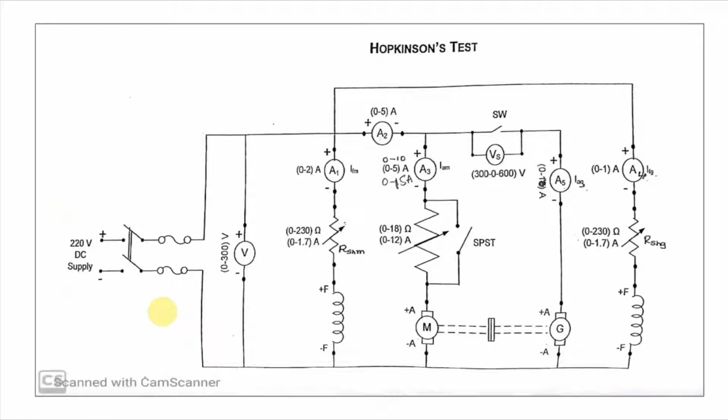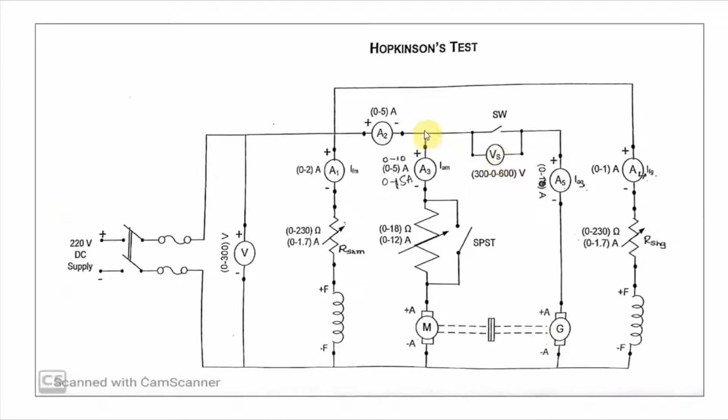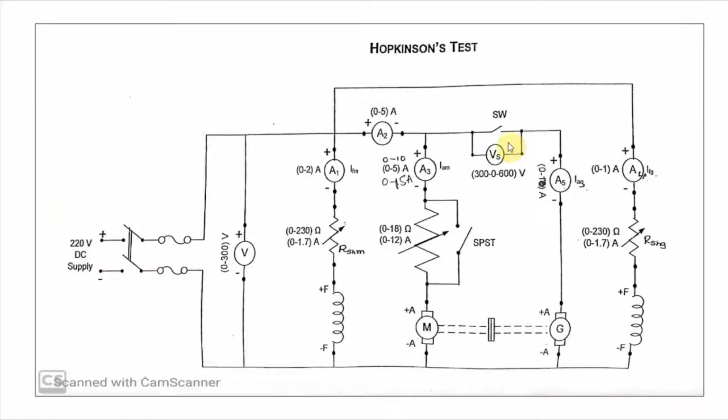So under this situation, how do we verify this condition, that is the floating condition of the generator? That is done by using this VS, the 0 to 600 volt voltmeter. As we keep on increasing the RSHG, the voltmeter reading will start to decrease, which means the voltage difference between this point and this point decreases, which means the terminal voltage of the generator is actually increasing. Once it reaches 220 volt, this voltmeter will show you 0.